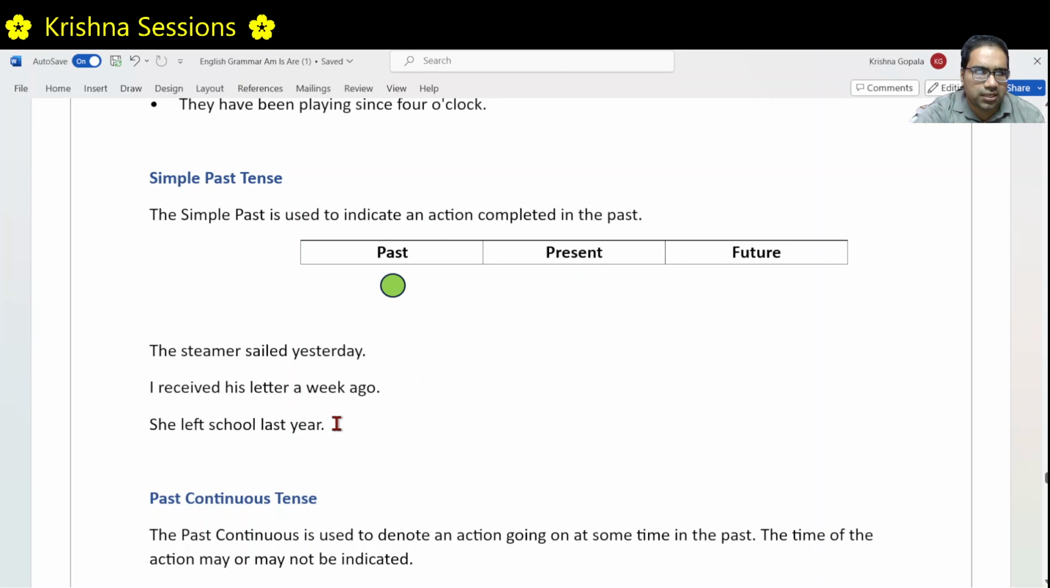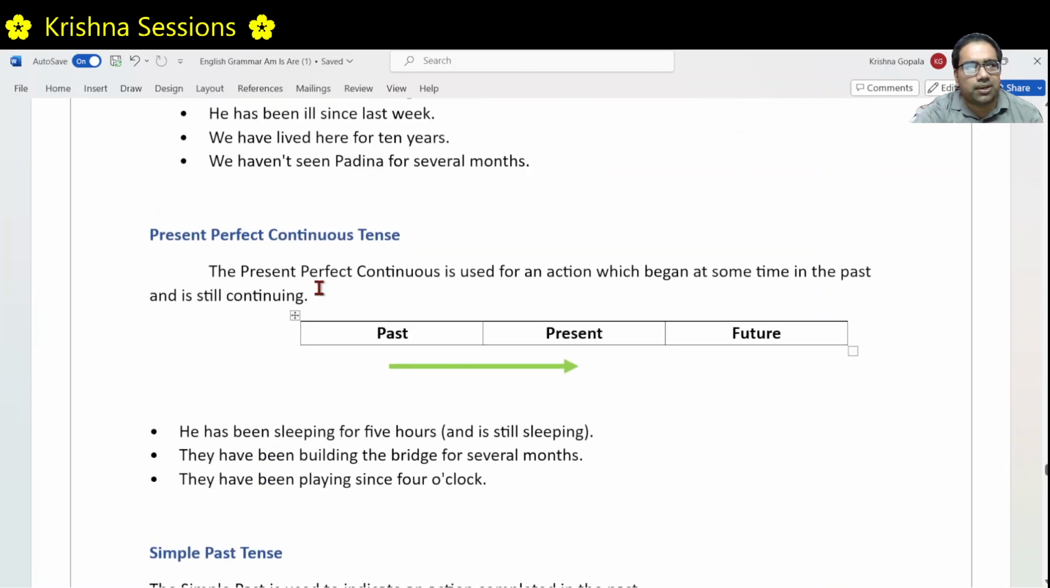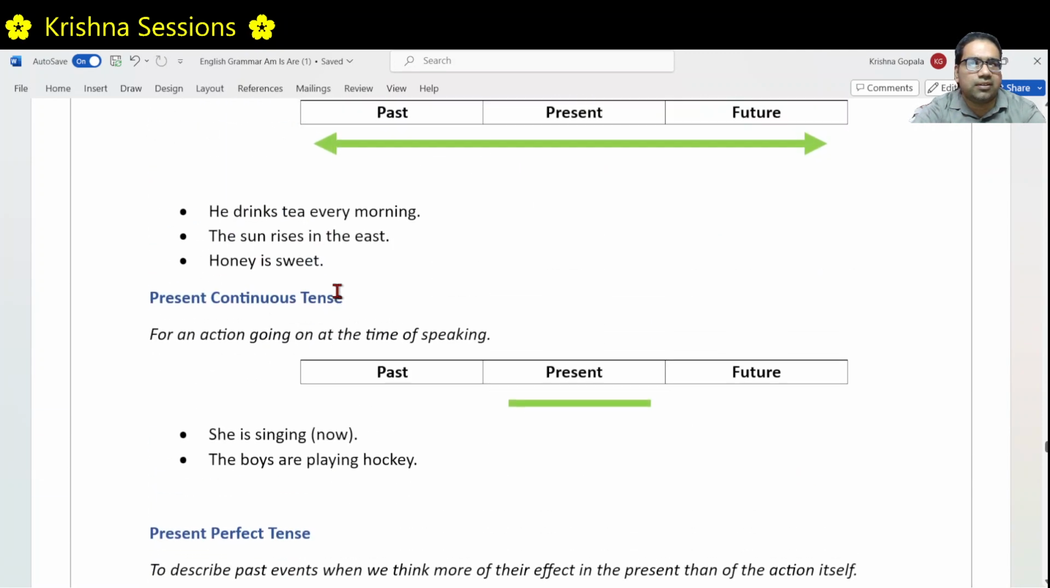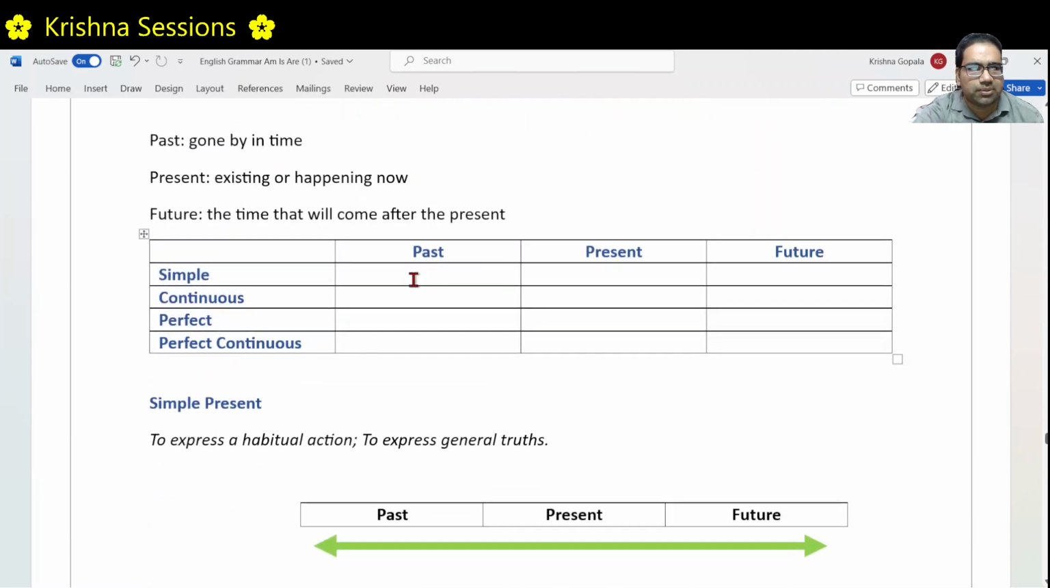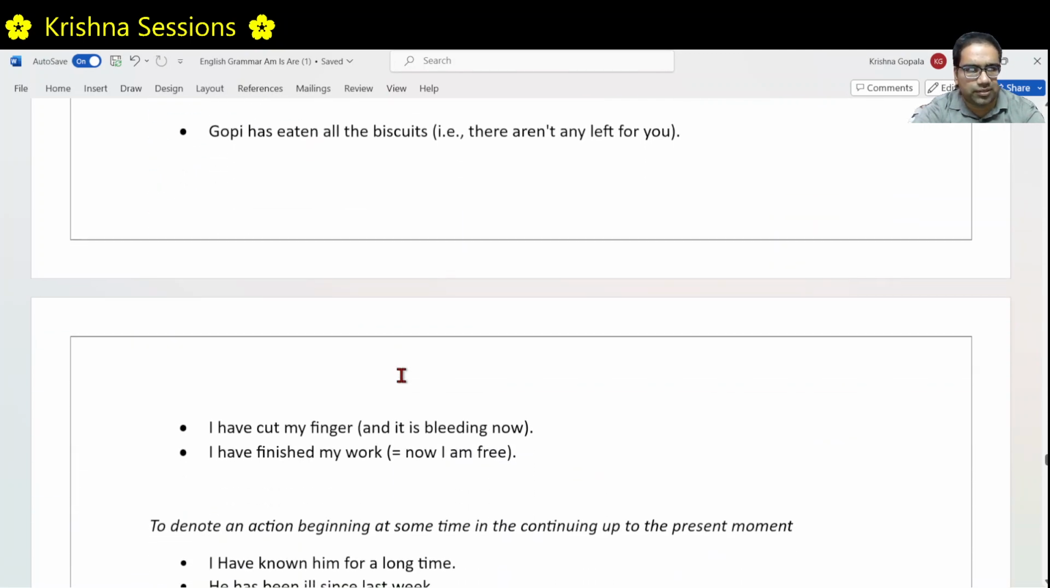She left school last year. Again a plain statement. That means the action is completed in the past. Last year, the action is done and there is no other consequence. That is simple past. Now let's go to past continuous, past perfect, and past perfect continuous.